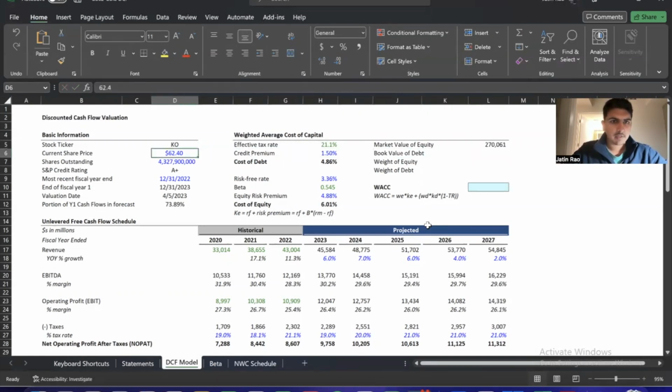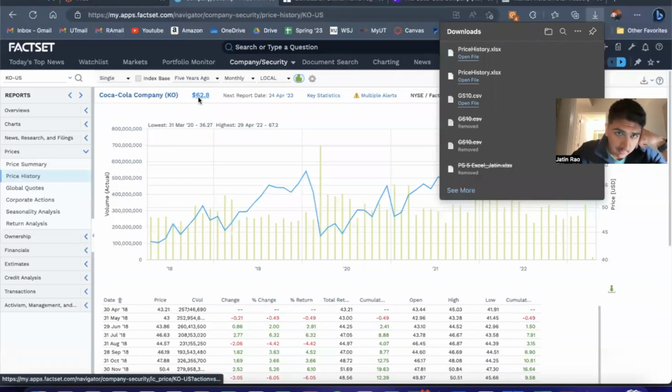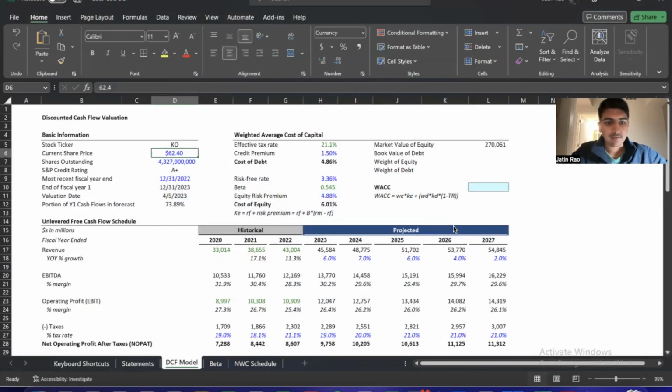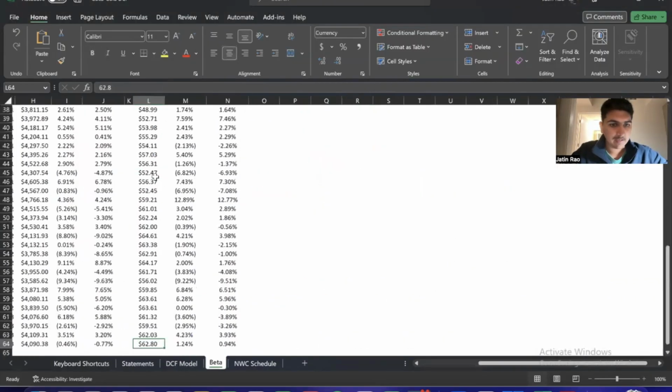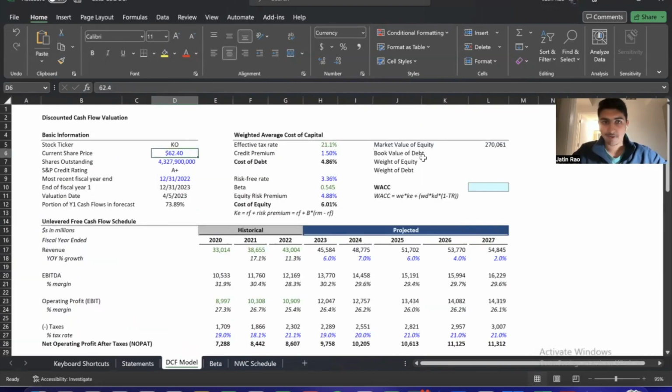But this is probably not the most current share price. So Coca-Cola is right now trading at $62.80. Also, I could just go to our beta and find that it is at 6280. I didn't even need to go to FactSet because we were already doing that. Let's put in 6280. Right, so our market value of equity is a little bit more.